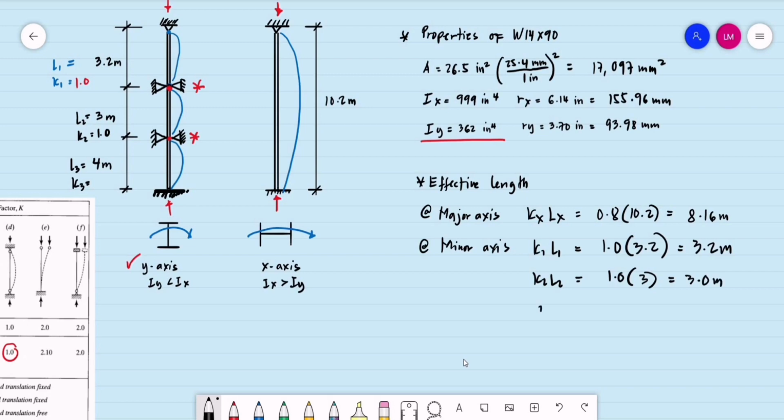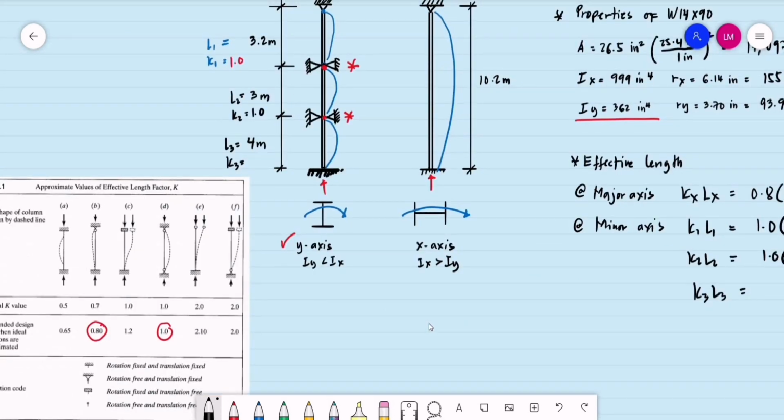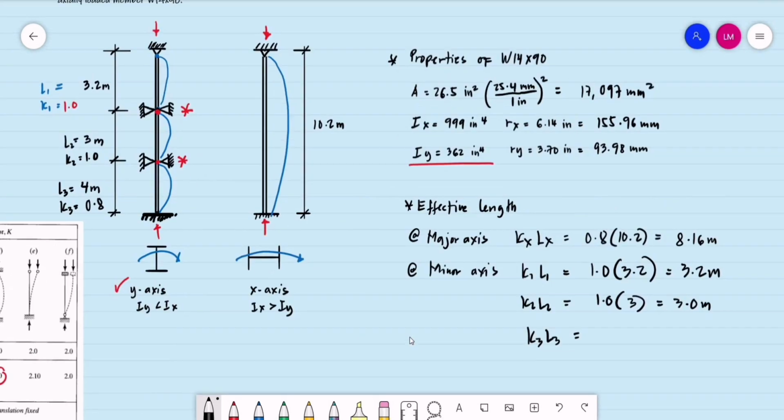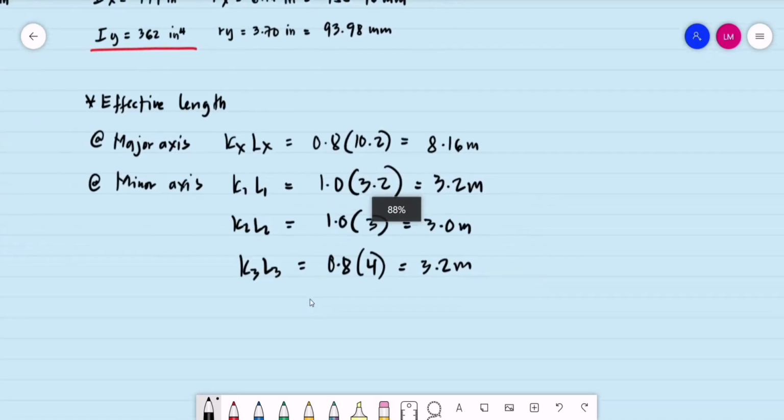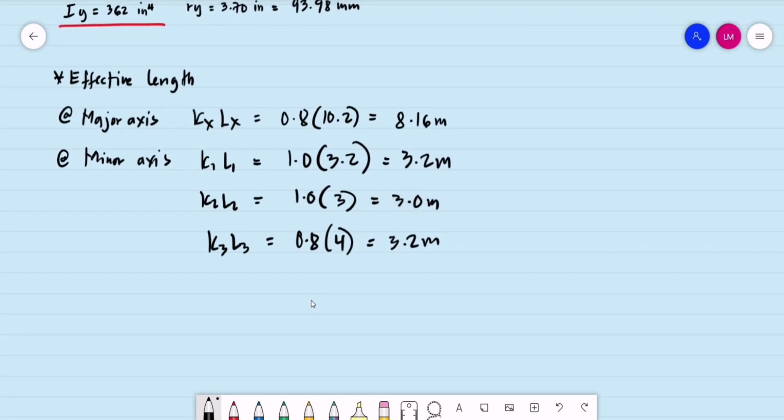Then we have the effective length factor number 3, length number 3. So what is our K sub 3? One end is pin, one end is fixed. This is 0.8. So the effective length factor is 0.8, multiplied by 4 meters. What is 0.8 of 4? That is 3.2 meters.